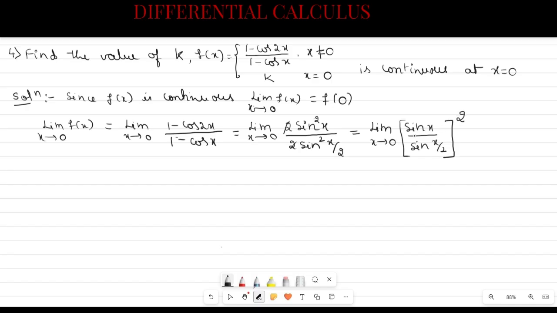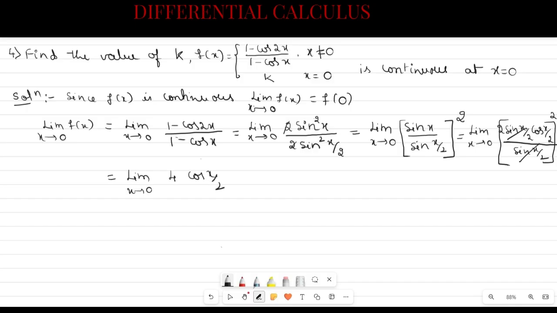Now we can apply the half angle formula for sin x. Limit x tends to 0, 2 sin x by 2 cos x by 2, whole divided by sin x by 2, whole square. What will get cancelled here? Sin x by 2, sin x by 2 we can cancel. After cancelling, let us see what will happen. Limit x tends to 0. The remaining terms are 2 square, 2 square is 4, cos of x by 2, or cos square x by 2.